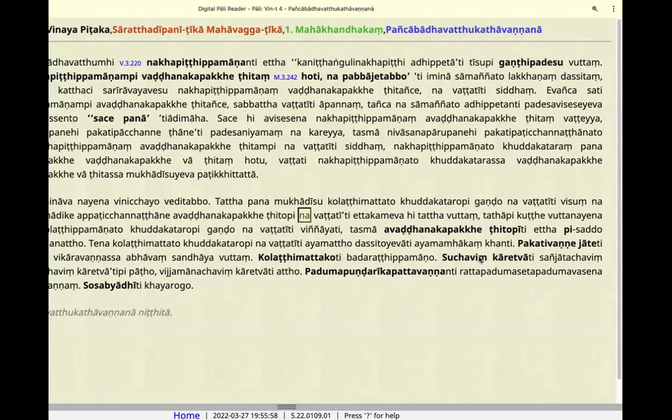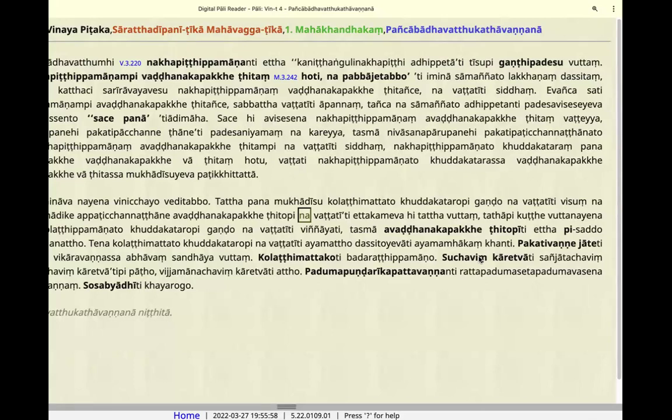Pañcābādhavatthu, in the story or event of the five diseases. Nakha paṭhi pamāna, the word nakha paṭhi pamāna. Clearly the commentary, sub-commentary, and the original Pāḷi text mention nakha paṭhi pamāna.